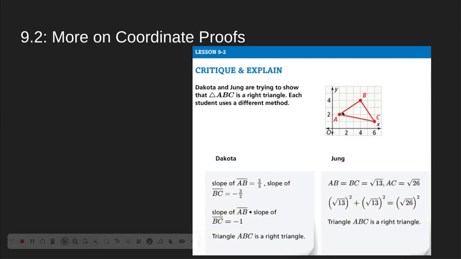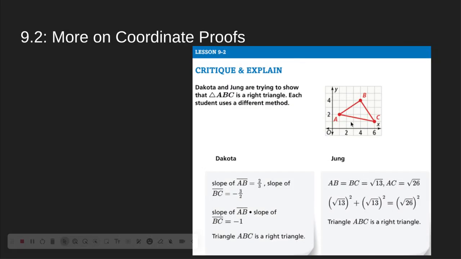Notice Dakota finds the slope of AB. Then she finds the slope of BC. And then notice the slopes are opposite reciprocals. So that proves that line AB has what relationship with line BC? They're perpendicular, and so we've just proven it's a 90-degree angle. It's a right triangle. Jung, on the other hand, decides to use Pythag.